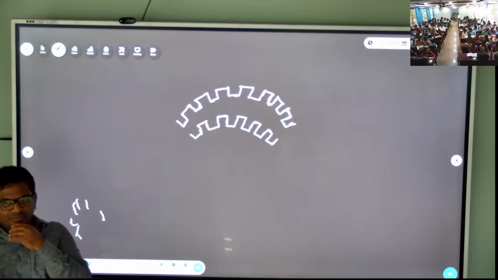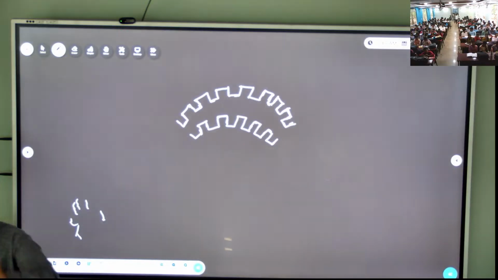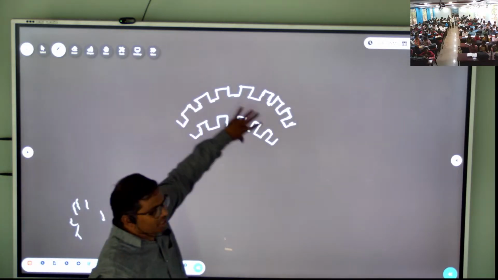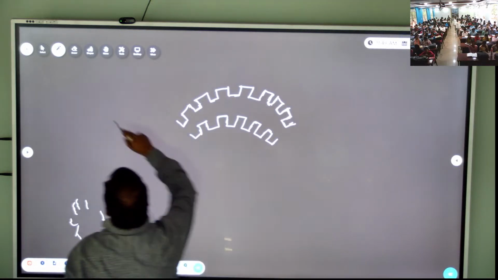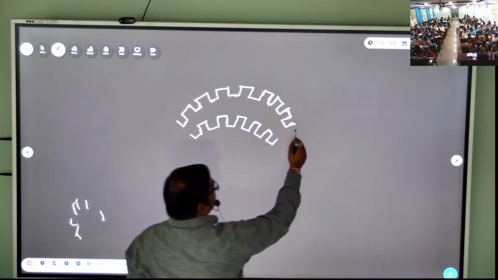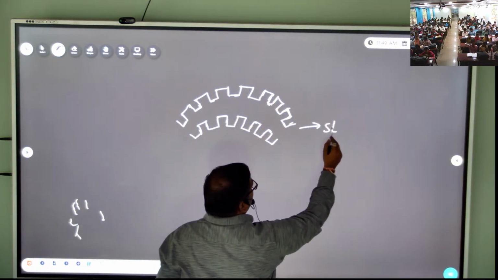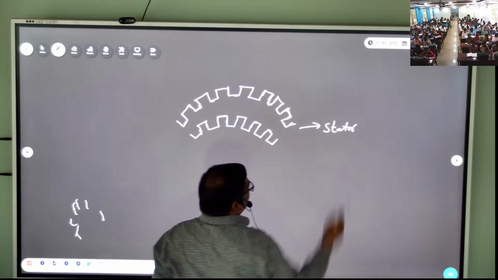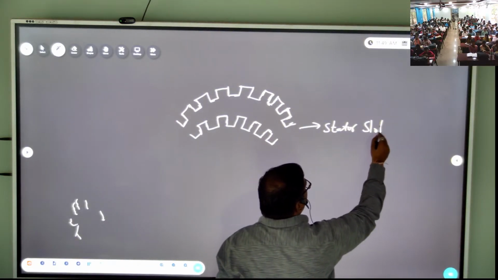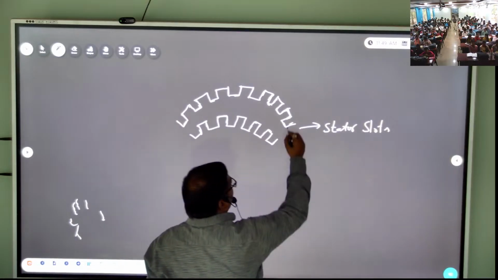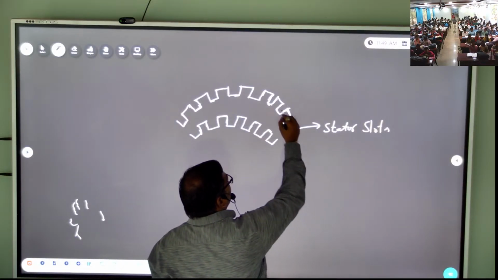So instead of drawing the total circle, I am drawing part of the induction motor, one part. It is the upper part, like this. Here this is called the stator. The stator has stator slots. In these slots we will keep the conductors.